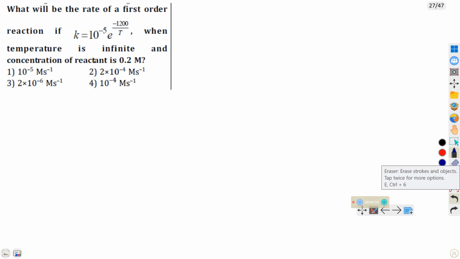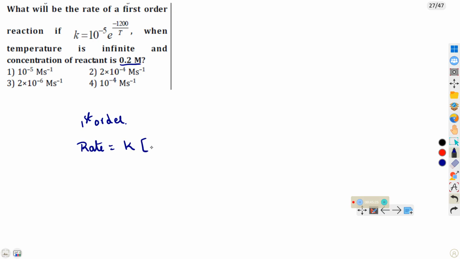What will be the rate of a first order reaction if K is equal to 10^-5 e^(-1200/T) when the temperature is infinite and the concentration of the reactant is 0.2 molar? The order of the reaction, first order, is given. In the case of a first order reaction, rate is equal to K into [A]^1, if the reactant is assumed as A. This looks like K is equal to A e^(-Ea/RT).